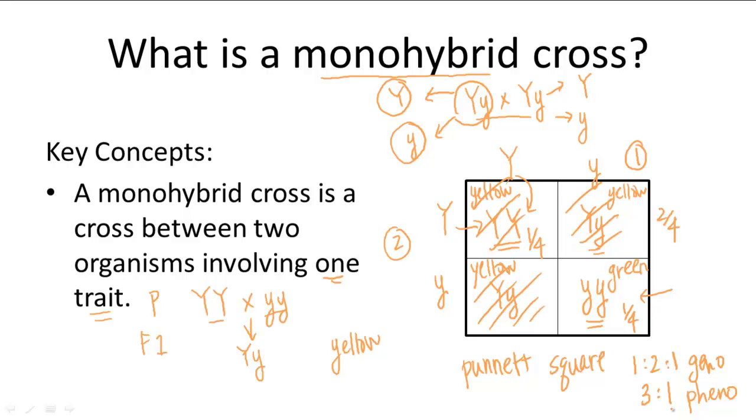And again, in all monohybrid crosses that involve two heterozygous organisms, you will always have a 3 to 1 phenotype ratio. So we will end the video here, but please check out the next video, which will be more practice with monohybrid crosses and Punnett squares.